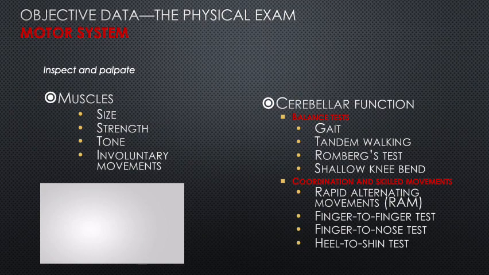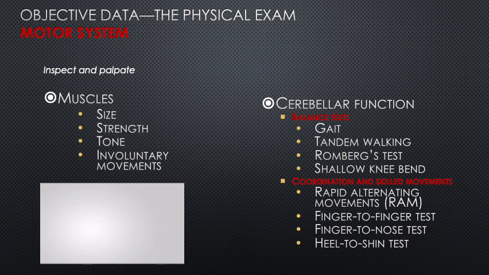Part of testing the motor system of the neurologic exam is inspecting and palpating the muscle just for size and strength, and you're checking bilaterally for tone and any involuntary movements. You are going to compare the right side and the left side, and each muscle group should be within the normal limits for their age. They again should be symmetric bilaterally. If you do find muscles that are asymmetric, you want to measure with centimeters and then record the difference in your charting. The difference of 1 centimeter or less is not significant.